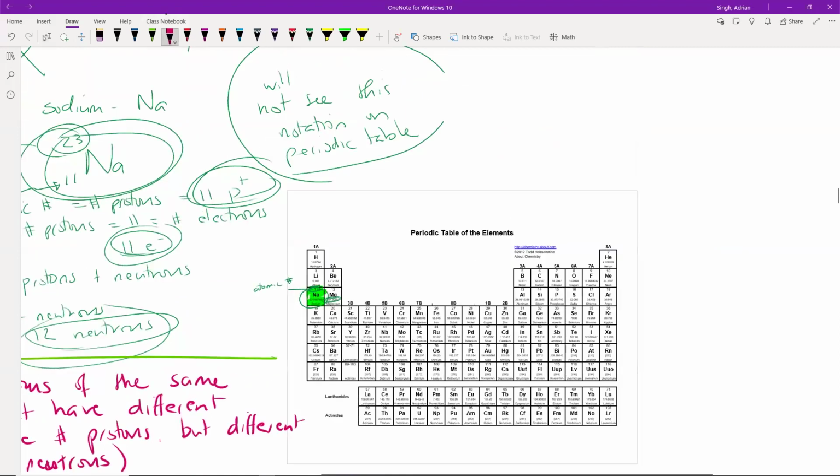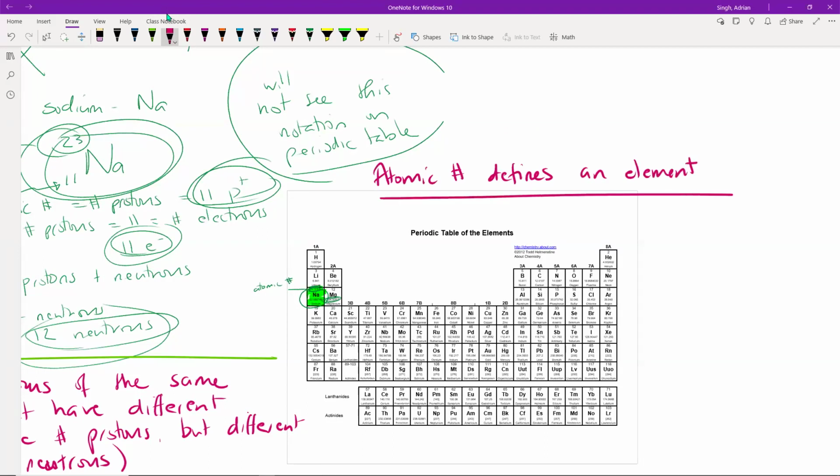So the atomic number, which is the number of protons, tells us right away the identity of that particular element. If an element has atomic number 3, that would be Li, which is lithium. If it has atomic number 30, that would be zinc, Zn. If it has atomic number 6, that would be carbon, C, and so on and so forth. If you have a different atomic number, that's a different element altogether. So keep that in mind.